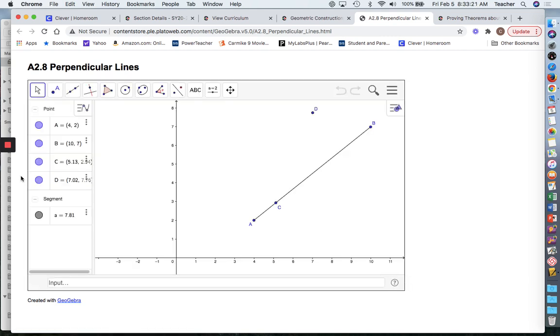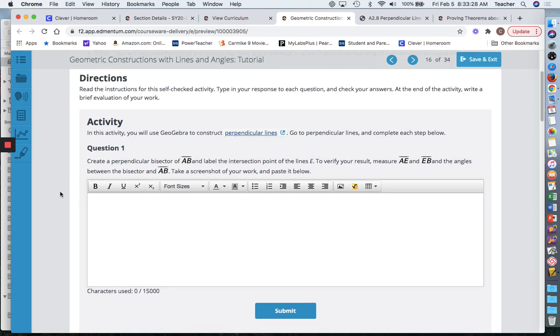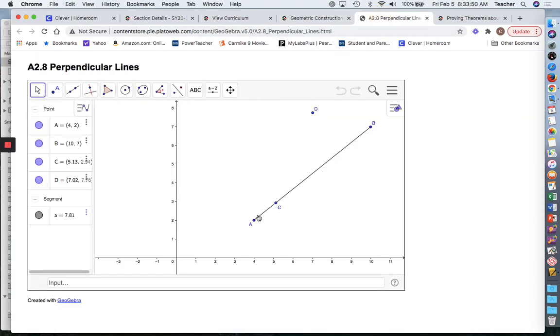Okay, so I've got some kind of segment here and a point not on the segment. Alright, so let's see. Create a perpendicular bisector of AB and label the intersection point of the lines E. To verify your result, measure AE and EB and the angles between the bisector and AB. Take a screenshot of your work. So we're going to create a perpendicular bisector of AB. So here's AB, the entire segment.